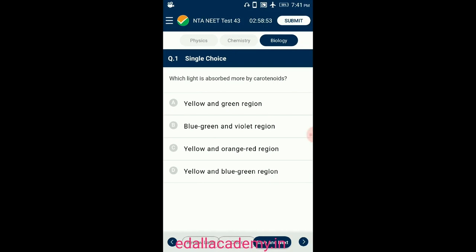Question number 1. Which light is absorbed more by carotenoids? Pigments are substances having the ability to absorb light of different wavelengths. Chlorophyll A absorbs light of the visible spectrum having wavelength between 400 nanometer to 700 nanometer. Maximum absorption by chlorophyll A occurs in the blue and red regions, and it also shows a higher rate of photosynthesis. Carotenoids absorb light in the blue, green and violet region and reflect the longer yellow, red and orange wavelengths. So the answer for this question is option B, blue, green and violet region.